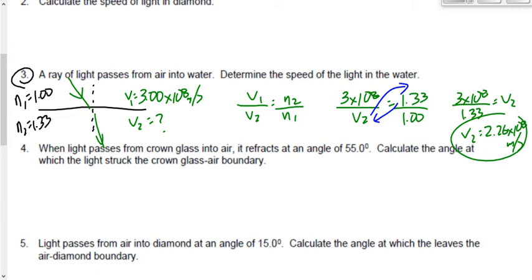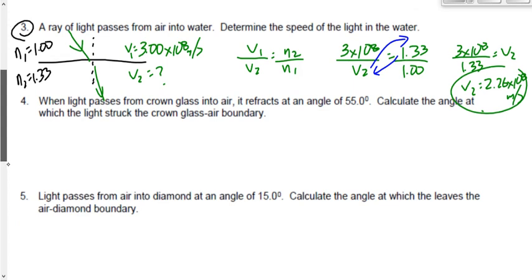We expected that, right? With the index of refraction increased, as the index increases, V goes down and theta goes down. So we got a value of 2.26 times 10 to the 8, which seems reasonable. Next question was number 4.